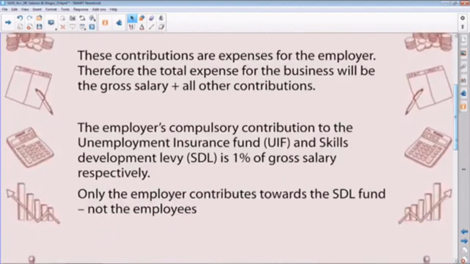Now, these contributions, you will see, I want to emphasize the UIF and the SDL. As you can see, let's underline it quickly. The UIF and the SDL will always be at 1%. Now, remember this, guys. If I don't give you a percentage in your exam or in a project, know that you need to use 1% for the contribution and 1% for the deduction.